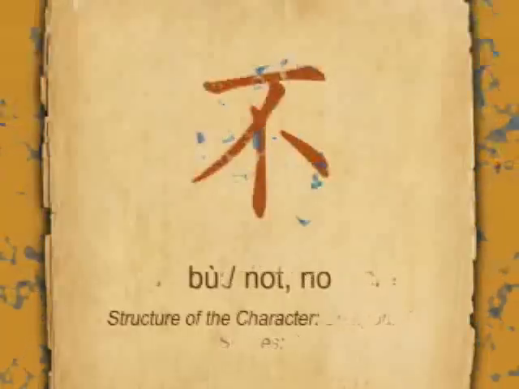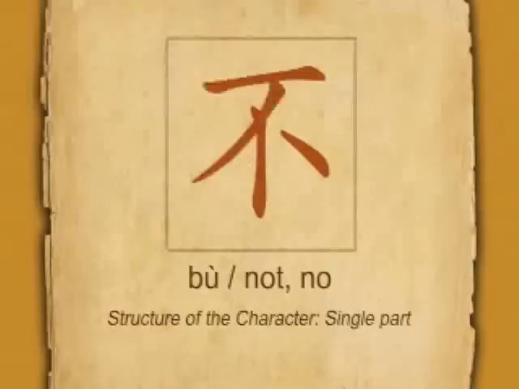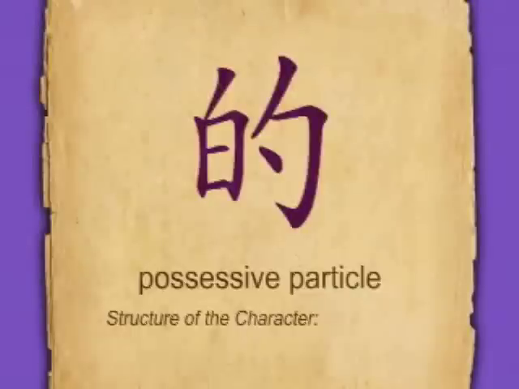Next, look at bu, meaning no or not. Is the structure of bu single part or compound? 你知道吗？It is single part. How many strokes does bu have? Bu has 4 strokes. Our last character is de.